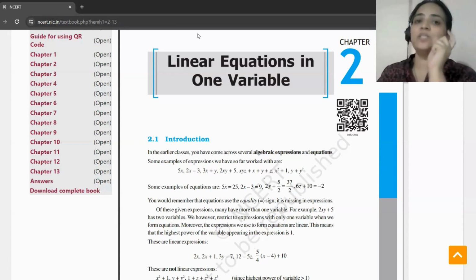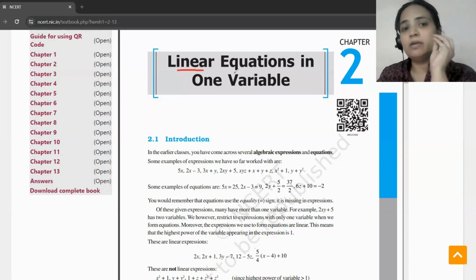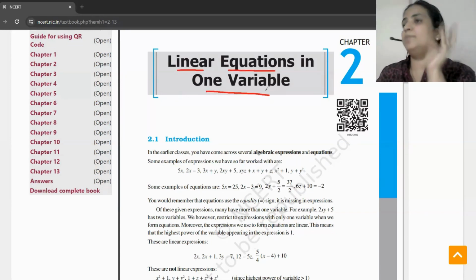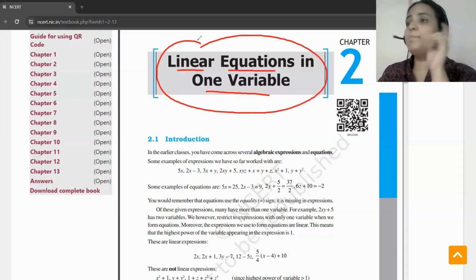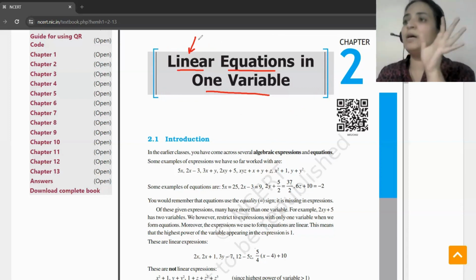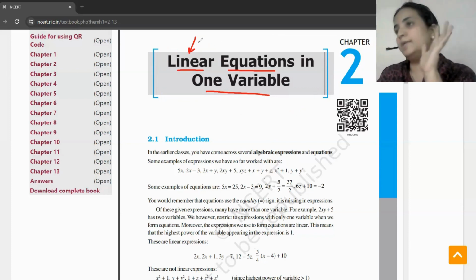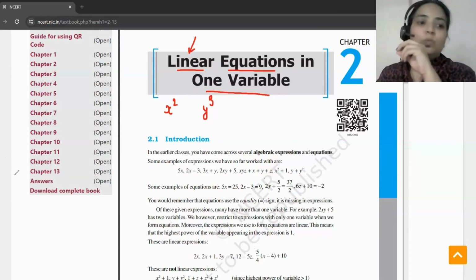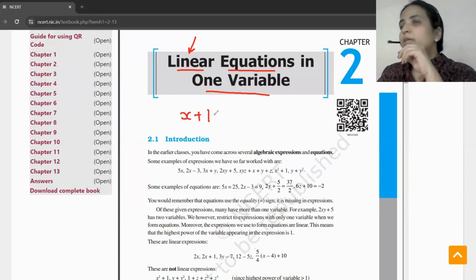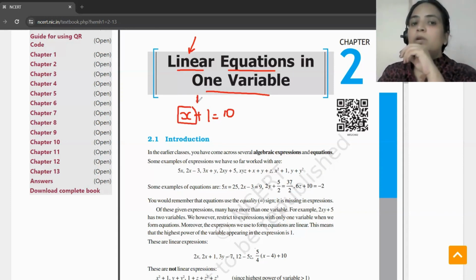variable. Let me explain the meaning of the title first of all, linear equations in one variable. This altogether means that linear means the power of the variable, the maximum power of the variable in this would be 1 only. There'll be no x to the power 2. Then there'll be no y to the power 3. In this chapter, you will be learning about only solving equations like x plus 1 equals 10. So the variable's power will be 1 always.